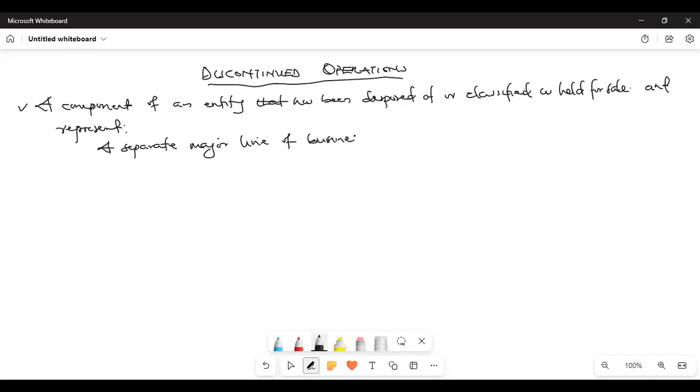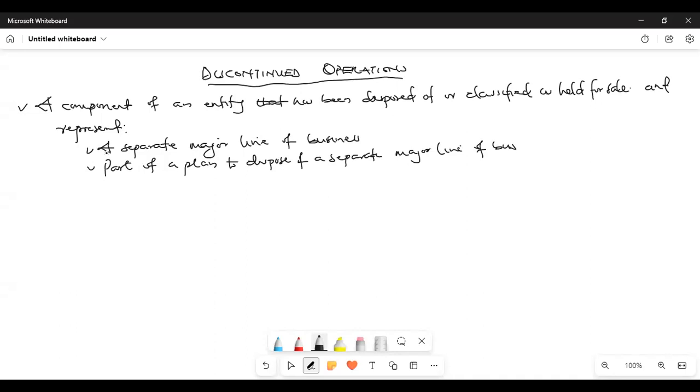So like a unit, a CGU, all right, those kinds of things. Also, not only in that manner, but it can be a part of a plan. It may represent a part of a plan to dispose of a separate major line of business.